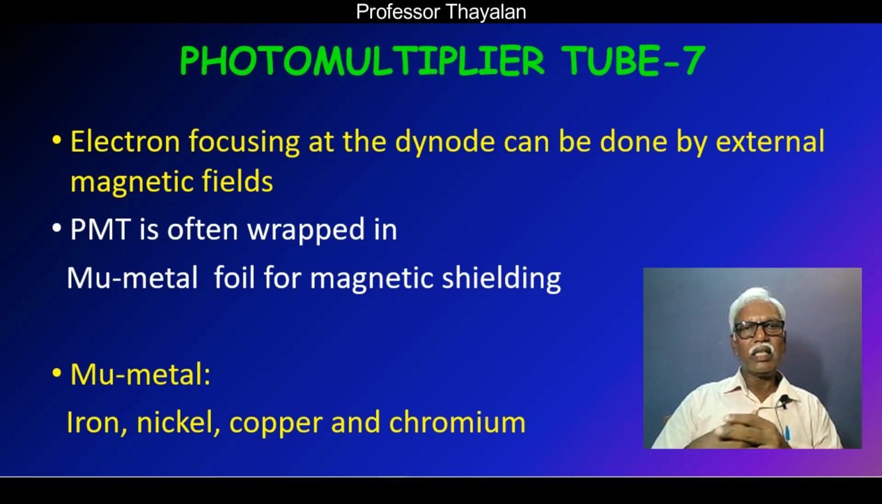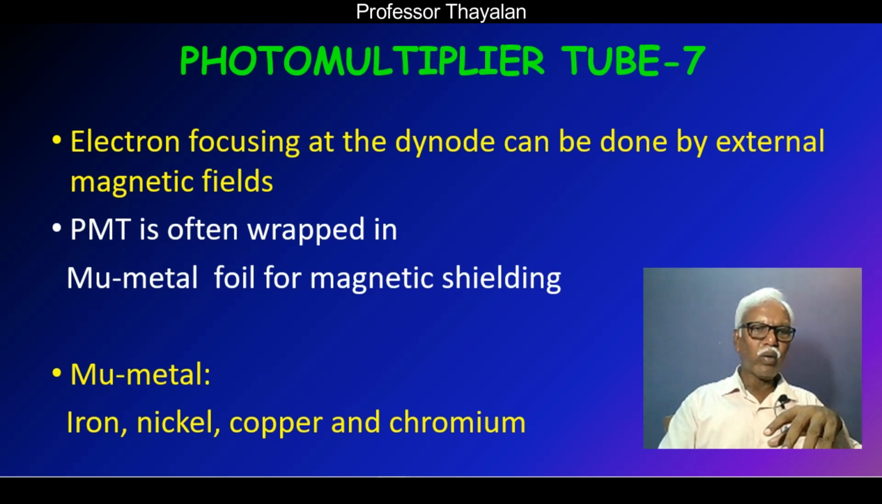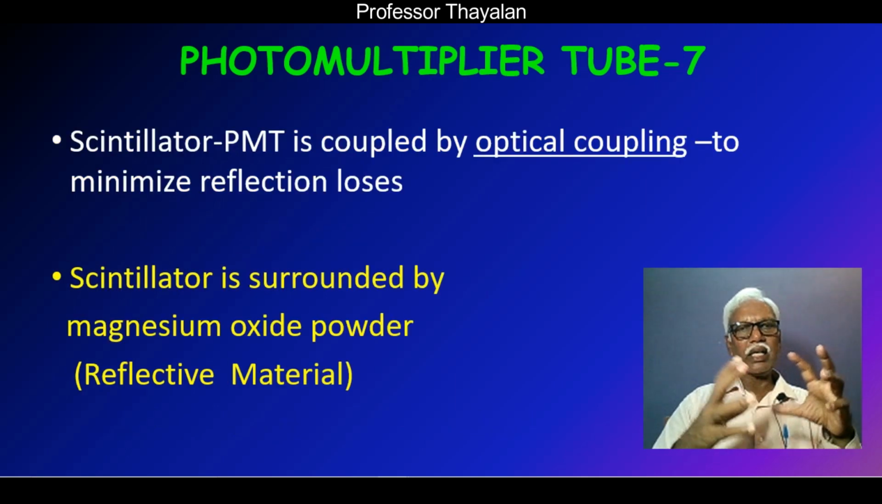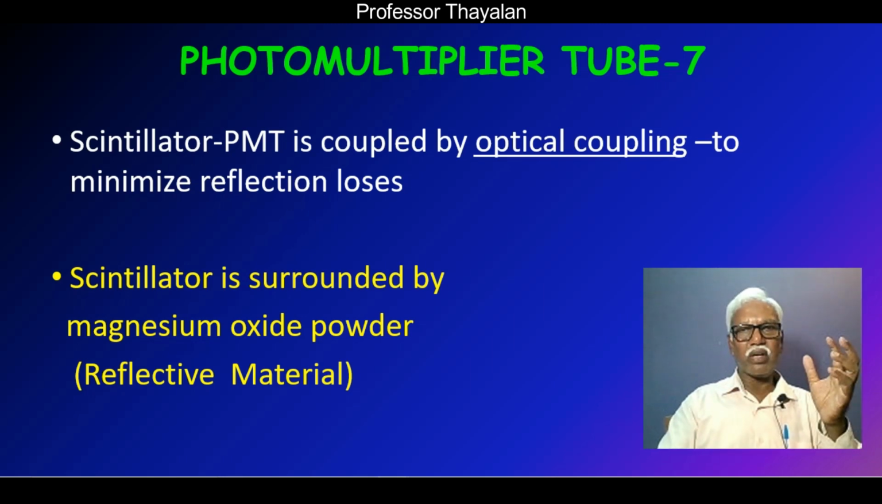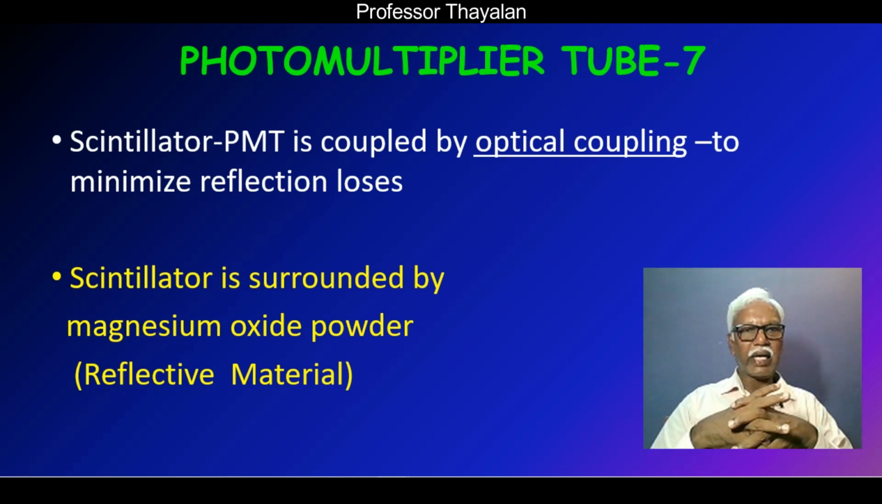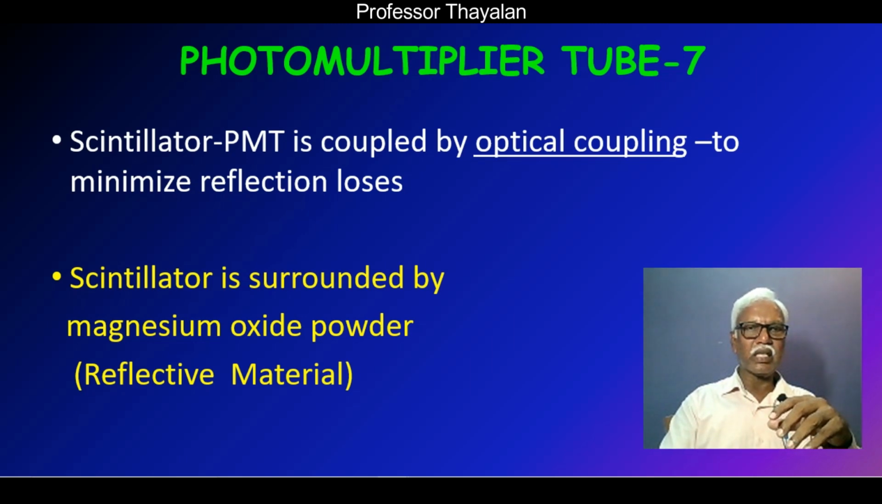So how to focus the electron? The electron focusing can be done by an external magnetic field. Generally the photomultiplier tube is often wrapped in mu metal foils for magnetic shielding. What is mu metal? Mu metal is nothing but iron, nickel, copper and chromium. The scintillator and PMT need to be coupled properly, for which optical coupling is used to minimize reflection losses. And also the scintillator is surrounded by magnesium oxide powder, which is a reflective material.